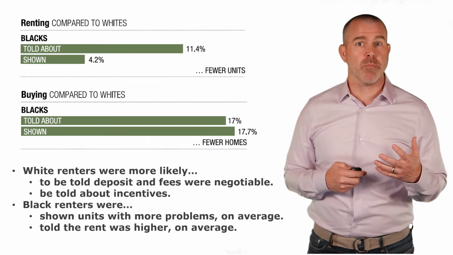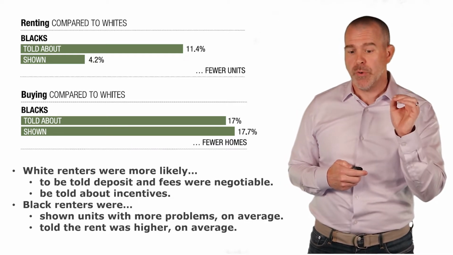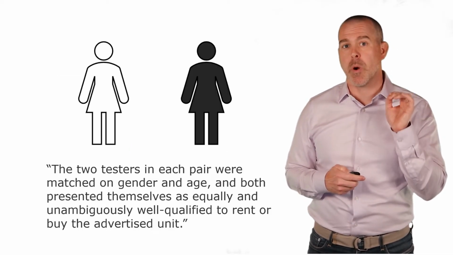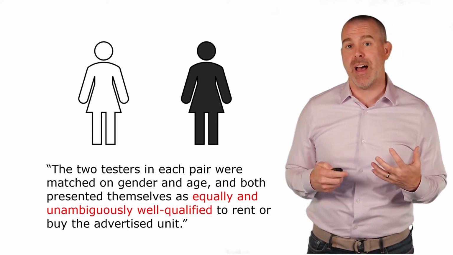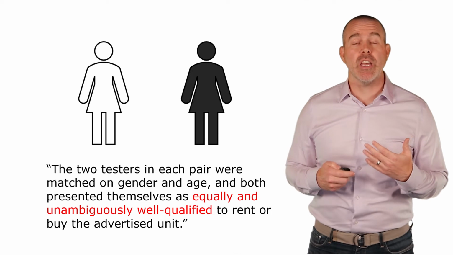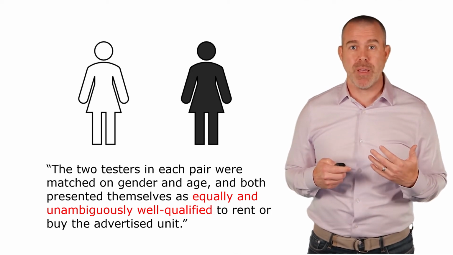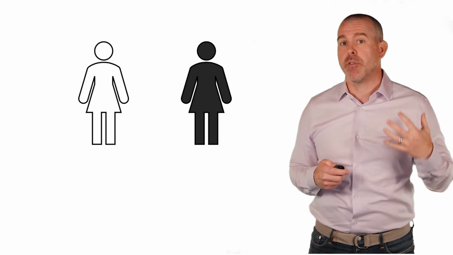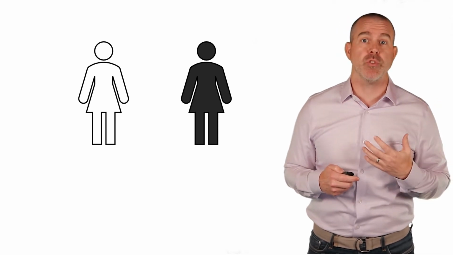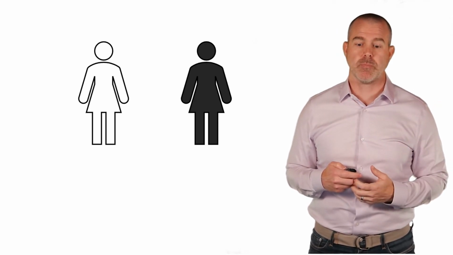This one, unlike the previous one, because they controlled for race, the two testers were matched on age and gender and also were equally qualified. The researchers then can conclude that the differences based on race were simply because one potential renter or buyer appeared white and the other appeared black. We can assume that the perceived race caused those differences in results.